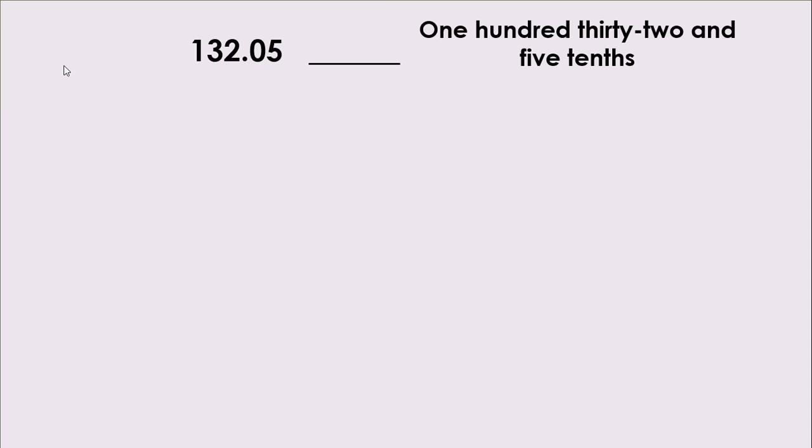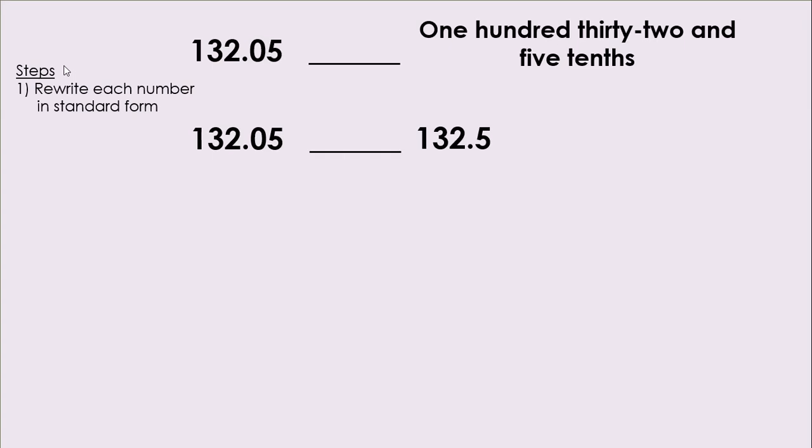We're going to start by comparing 132 and 5/100ths to 132 and 5/10ths. The first thing we want to do is rewrite each number in standard form. Our first number is already in standard form, so we don't have to do anything there. But with our second number, we need to rewrite it from word form to standard form.